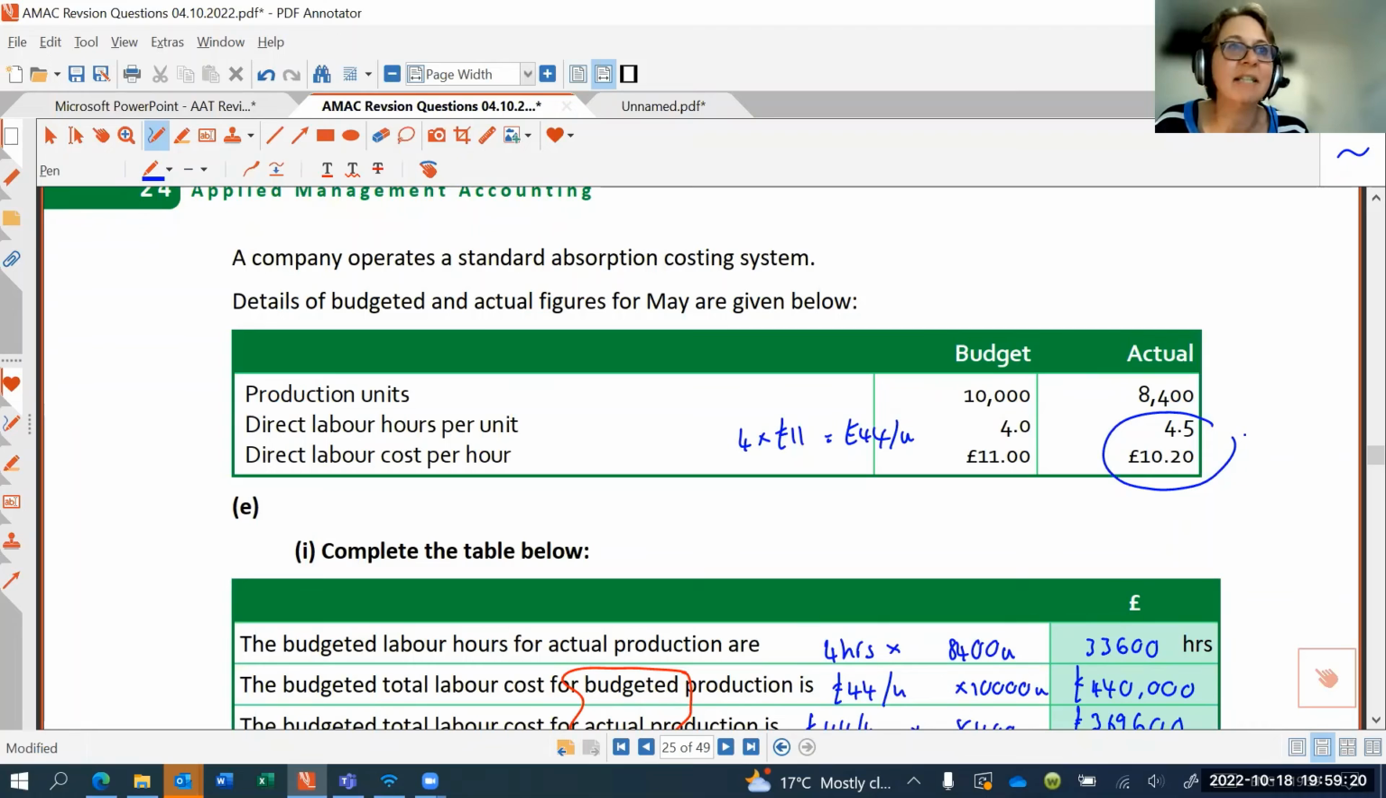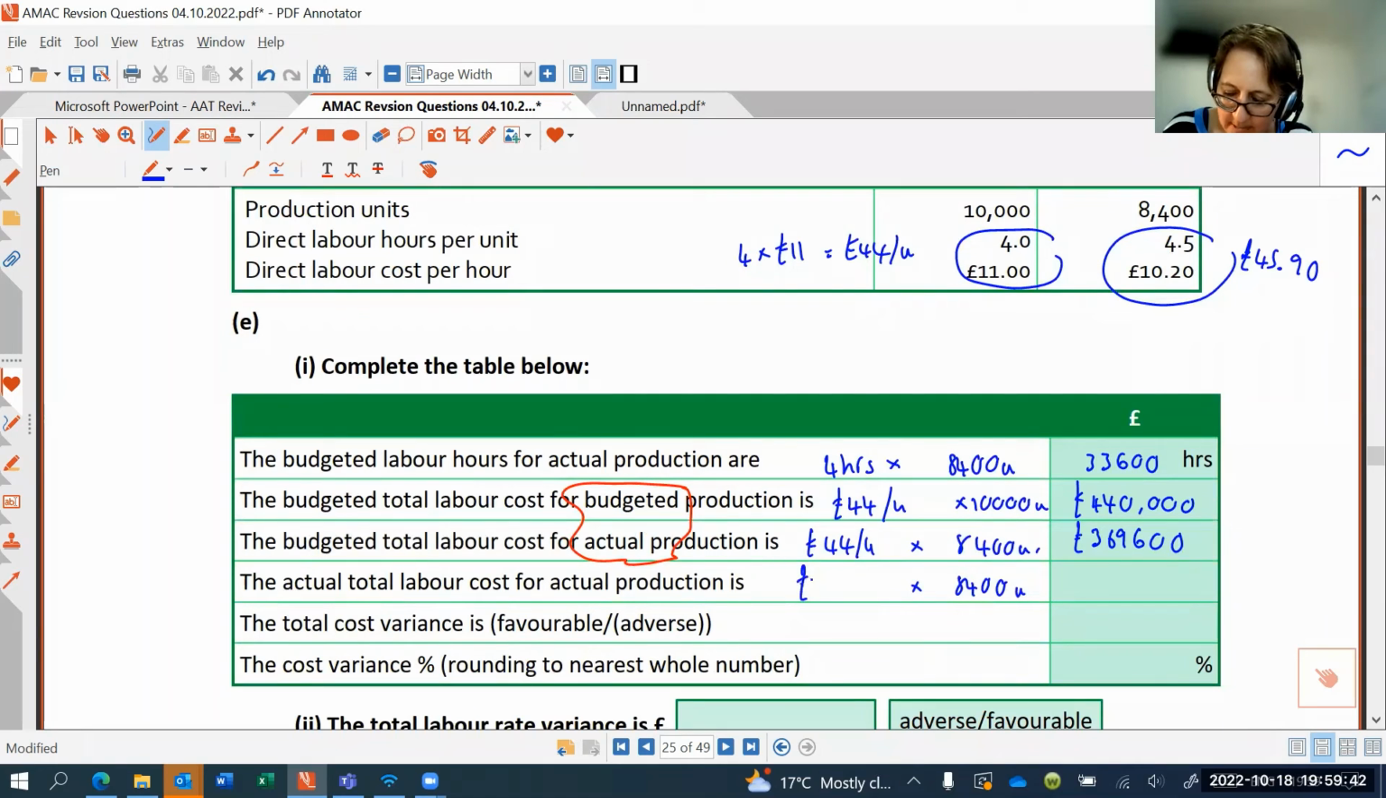So you multiply those together to get £45.90. Just like when we did the budgeted cost of a unit, we took the hours of a unit times the cost of 1 hour. We know how long it takes. We know what it costs for 1 hour. Same thing, but with the actual figures. Very good. So now we know the unit costs me £45.90, but I don't want the cost of one unit. I want the cost of 8,400 of them. There we go. Good work.